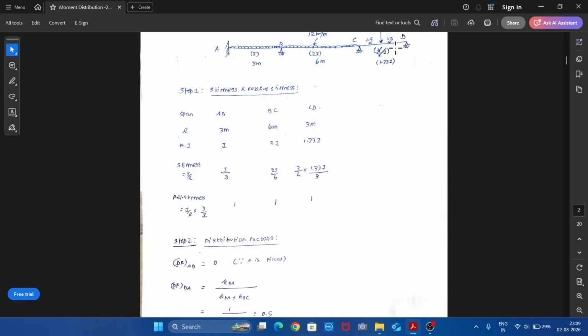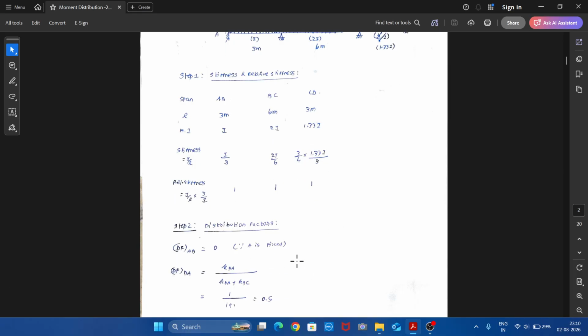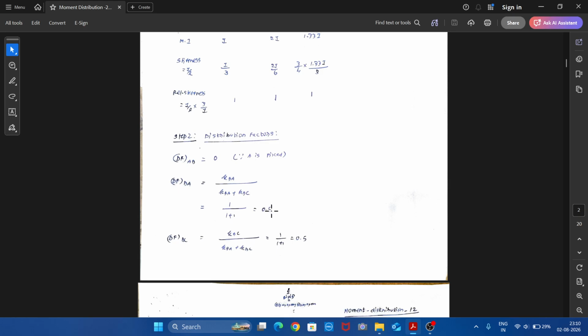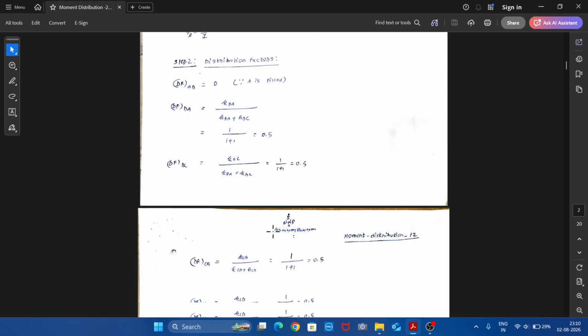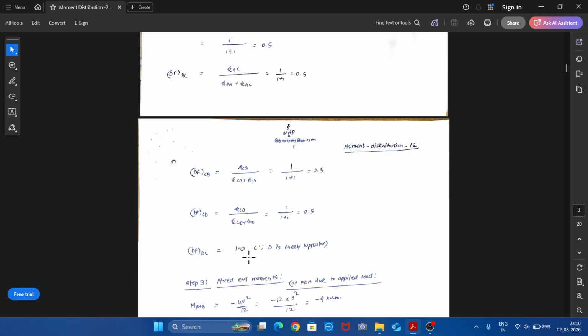And distribution factor for DC will be equal to 1 since it is freely supported or hinged. If it is on a roller, we should also use the same value, that is 1. Distribution factor should be 1. So the distribution factors calculated accordingly are 0.5, 0.5, 0.5, 0.5 and 0.5, and finally 1 since D is freely supported.